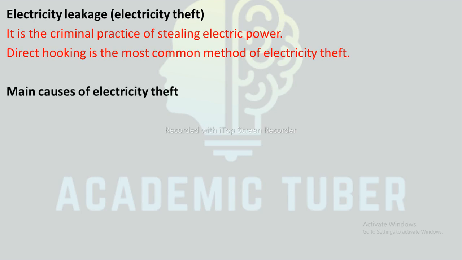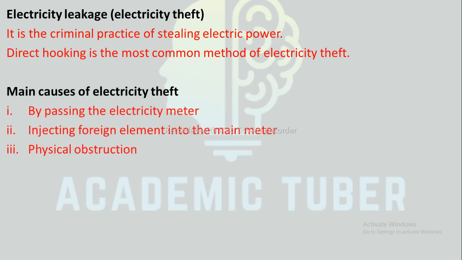The main causes of electricity theft are bypassing the electricity meter, injecting foreign elements in the main meter, and physical obstruction. Electric direct hooking from the line is the most common method of power theft.